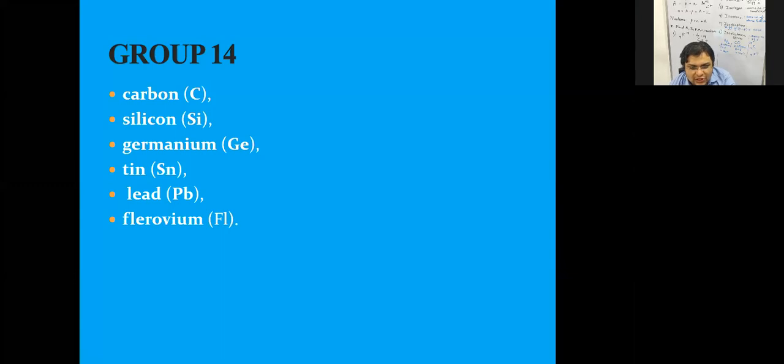Try remembering the elements also. Group 14 is carbon, silicon, germanium, tin, lead, flerovium. Group 13 was what? Boron, aluminium, gallium, indium, thallium, nihonium. Let's keep speaking. Group 13, what is it? You have to remember all the elements, everyone. Again, group 13: boron, aluminium, gallium, indium, thallium, nihonium. Group 14: carbon, silicon, germanium, tin, lead, flerovium.